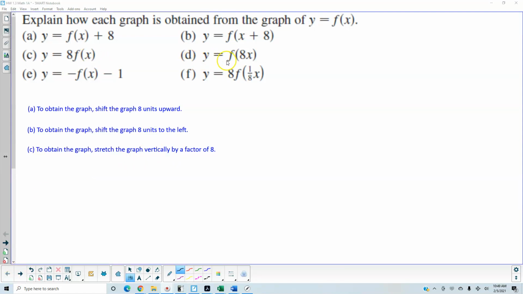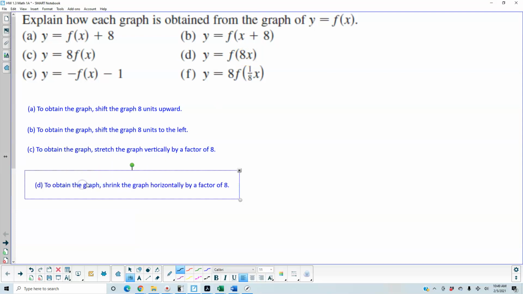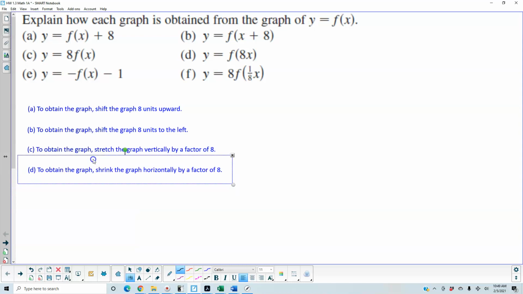For part D, we have y = f(8x). So 8 is being multiplied by the input, which is the horizontal part of the graph. That means it's going to shrink horizontally by a factor of 8. So to obtain the graph in part D, we're going to shrink the graph horizontally by a factor of 8.